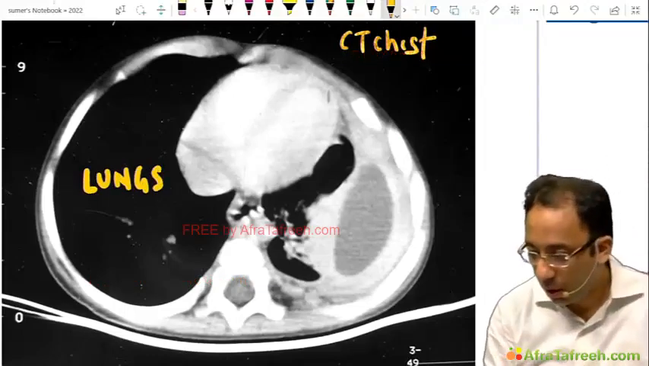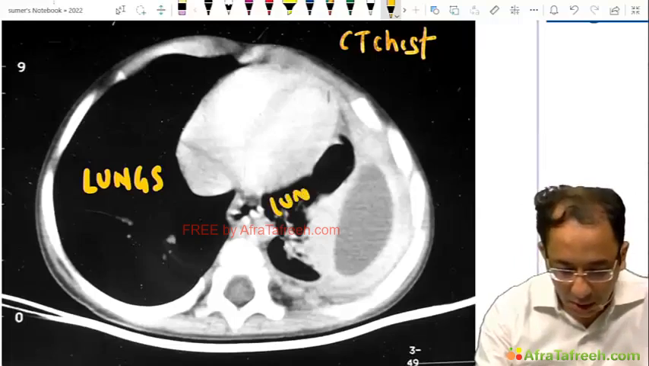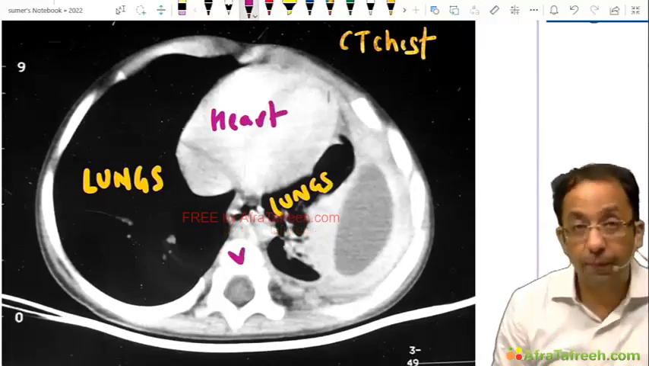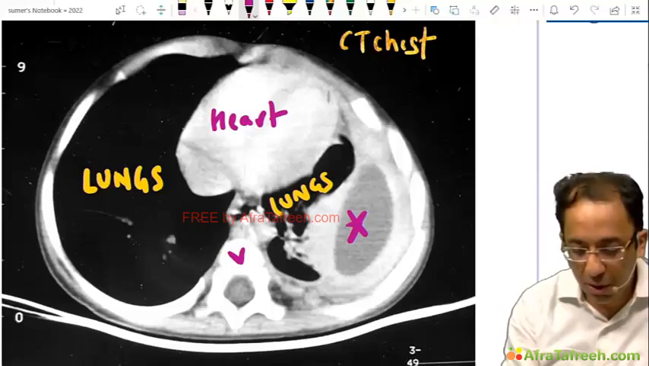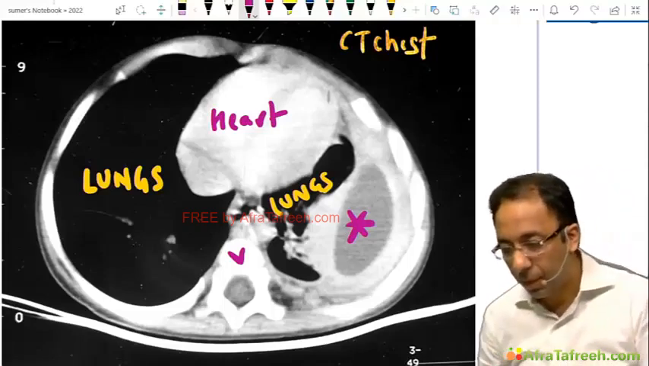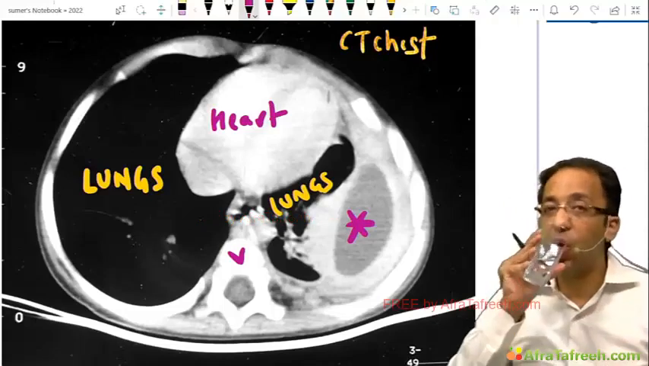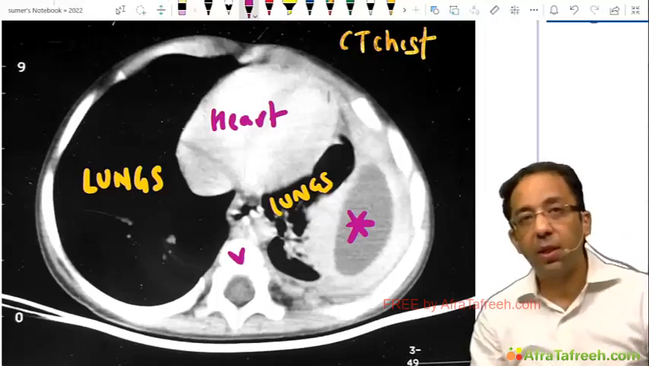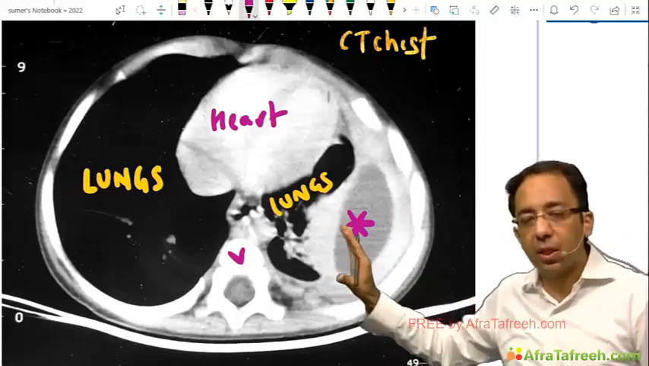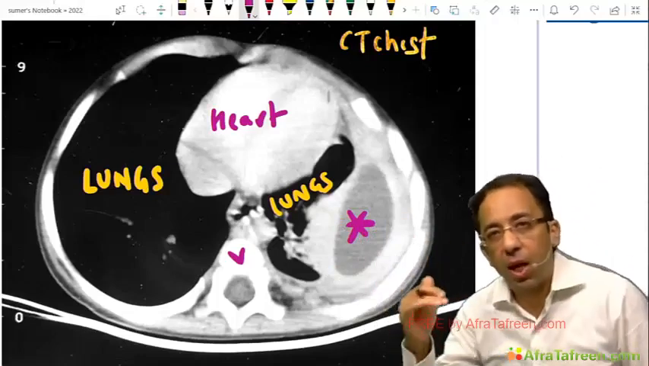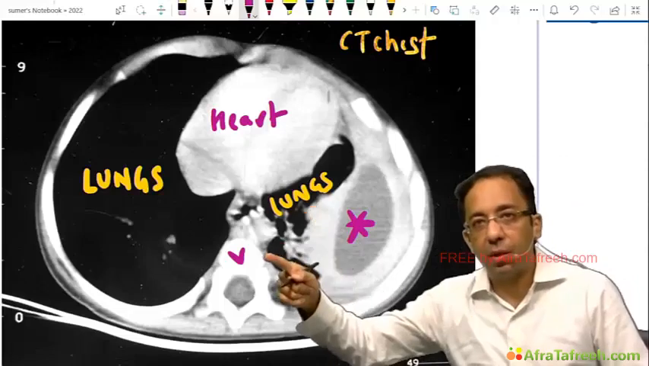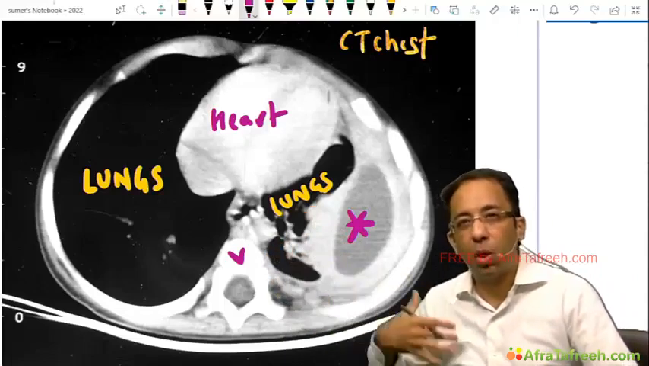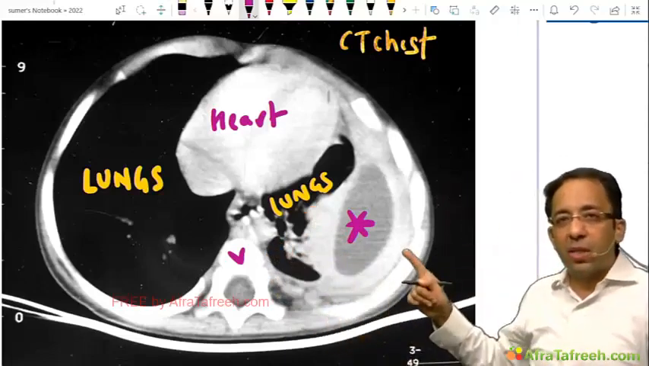Lungs, heart, vertebra, and this is your disease. Okay, everybody now look at it and tell me, are you able to think and see that there is a disease here? Definitely there is a disease. Now lungs are black on a CT scan because of air, and vertebra is white because of bone. You remember calcium, bone are white. Now look at the disease.